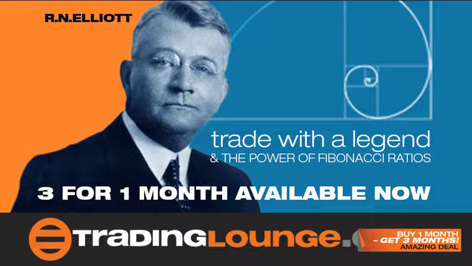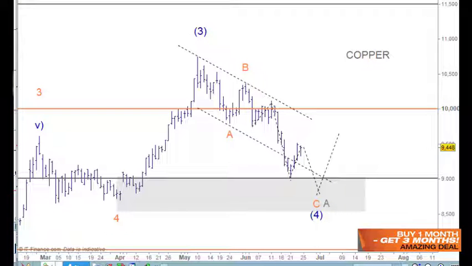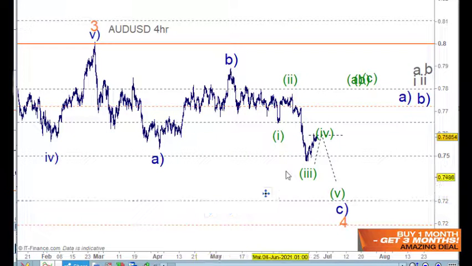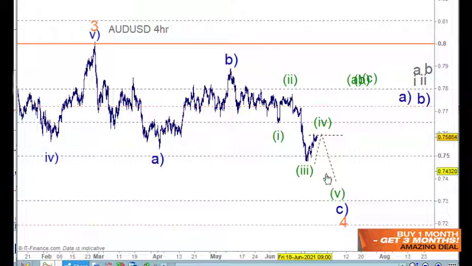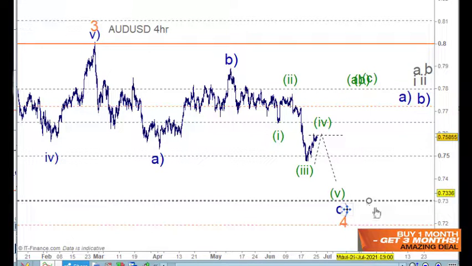And then obviously this will be in line with the Australian dollar to a point. So yeah, we're looking at the wave 4 here for the Australian dollar, and then we're looking for wave 5 down. So we can look for buying opportunities down here once that comes.